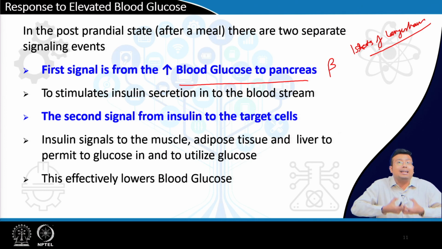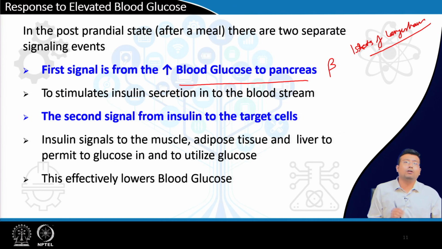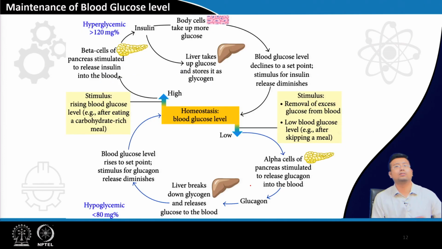that will increase all the anabolic pathways. So, glucose will now be utilized; anabolic pathways utilize glucose. So, what are the processes that utilize glucose? Number one, glycogenesis, glucose is converted to glycogen. Glycolysis, glucose is converted to pyruvate. So, all the pathways that utilize glucose effectively lower blood glucose. Okay. So, this is what happens in case of high blood glucose level.